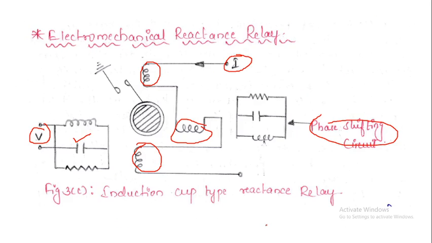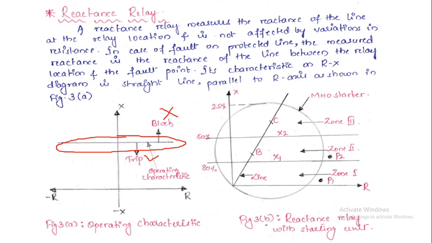So here comes the characteristic which is shown here. Okay, so this is an operating characteristic. As I told you, when the reactance value becomes less than some constant value K, it is going to operate, it is going to trip. As and when this reactance value is more than the K value, it is going to block the operation of the circuit breaker. And this is going to represent the 3 zones of the protection of the reactance relay.